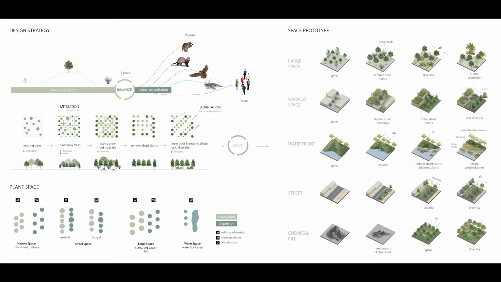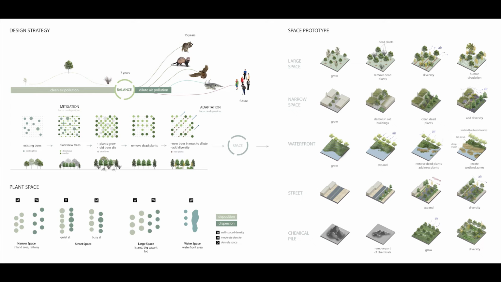And I think more about how to use these two strategies in different space prototypes, and I divide them into five types: large space, narrow space, waterfront area, street space, and chemical pile area. So large space is an area like a small island, big vacant lots, and big open space. In large space, I will grow some new trees and remove dead plants, and then add diversity. The last step is to add more human circulation to provide outdoor activity grounds.